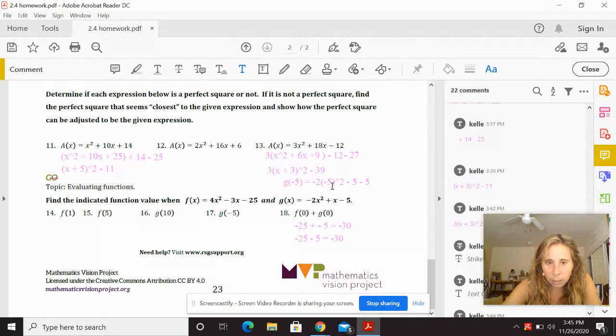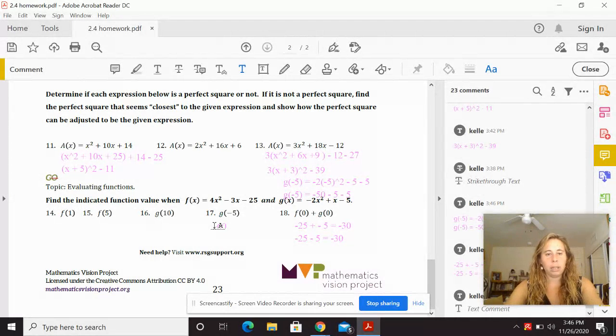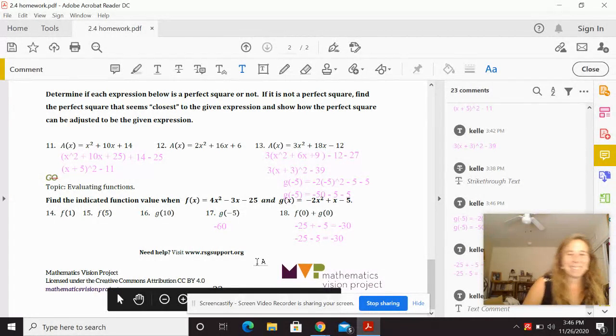So g of negative 5 equals, remember, do your parentheses first. Negative 5 squared is positive 25. Negative 5 times negative 5 is positive 25. Times negative 2, we're back to being a negative: negative 50. And then minus 5, and then minus 5. So negative 50 minus 5 is negative 55, minus 5 is negative 60. So 17 is negative 60. Let me make sure I did that right. I did. Okay.